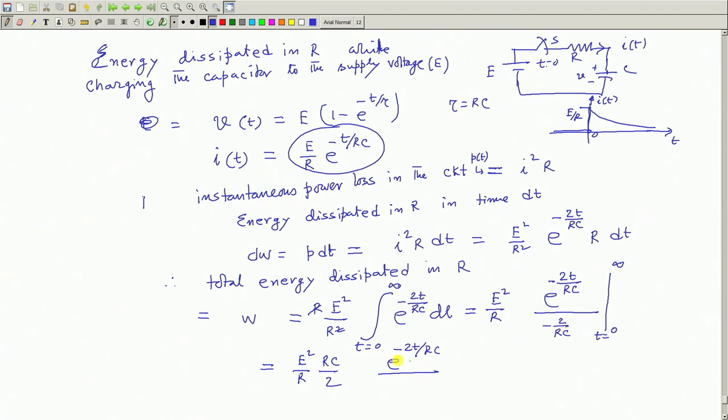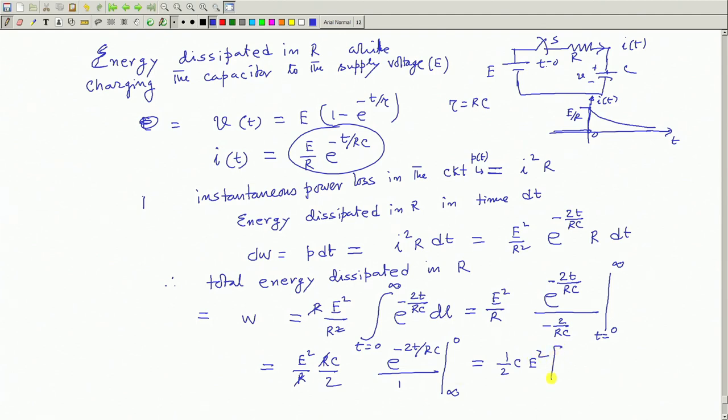This thing I have taken into account. So, nothing is there here, one. So this negative sign I have removed. So, I will write it as 0 to infinity like this. Okay. Limits I have changed, negative sign goes. So, this R goes, it will be equal to half CE square.